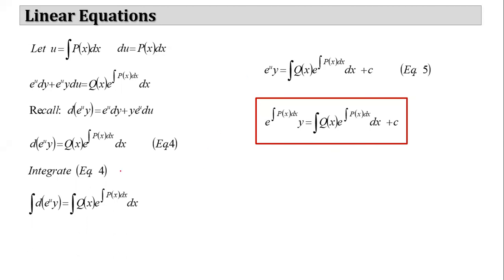Now, you recall that this linear differential equation dy/dx plus p of x times y equals q of x.